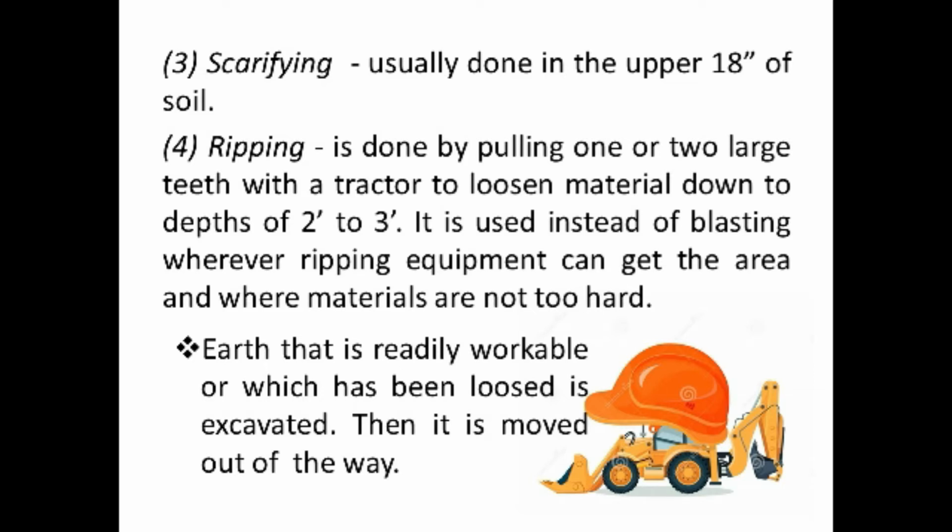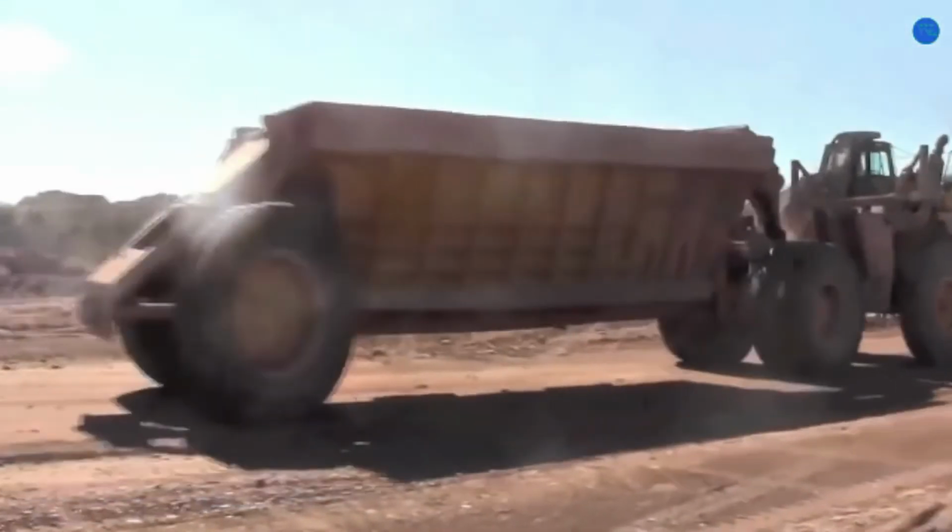In scarifying, it is usually done in the upper 18 inches of the soil, while ripping is done by pulling one or two large teeth with a tractor to loosen the material down to depths of 2 to 3 feet. It is used instead of blasting wherever ripping equipment can get into the area and where materials are not too hard. Now that the earth is readily workable, or it has been loosened, then we can now excavate it and move it out away.